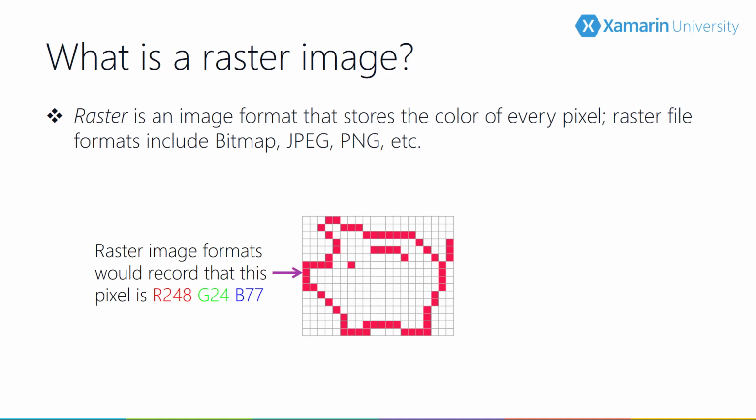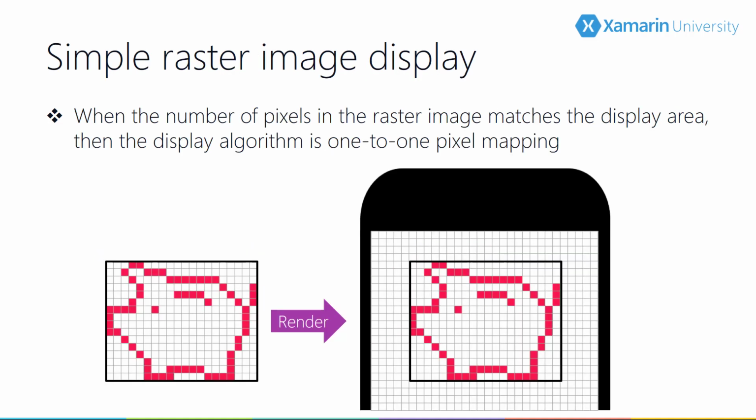Now, when displaying a raster image on the screen, there's a number of algorithms that are used to do that. But in the simplest situation, you would see a one-to-one mapping, meaning on the left-hand side, that's our source image, and on the right-hand side, we're trying to display it on the screen. If the left-hand side, which is the source, has the same amount of pixels as the right-hand side, and they're the same size as well, we can literally map pixel to pixel. So the image will look exactly how it looked in the source.